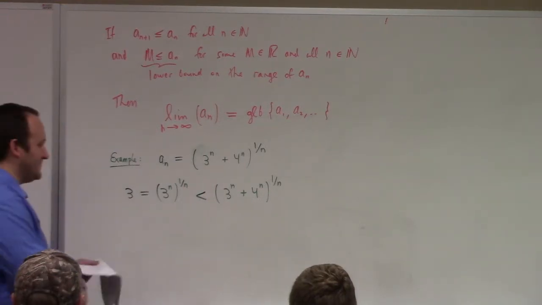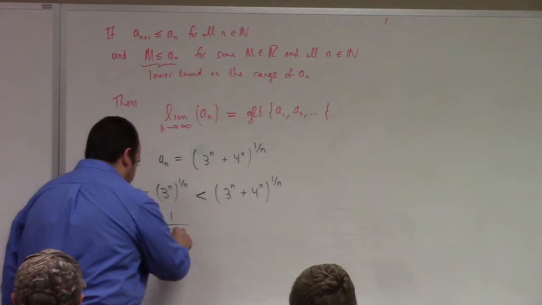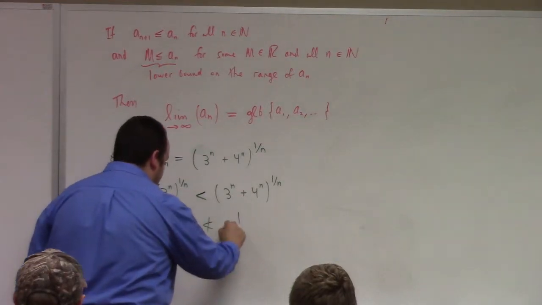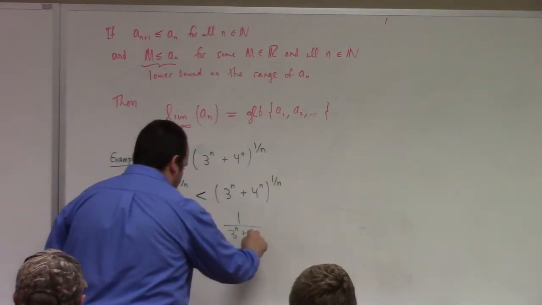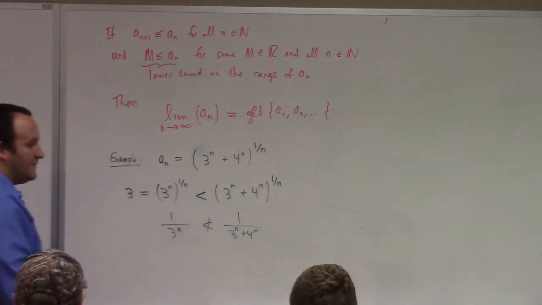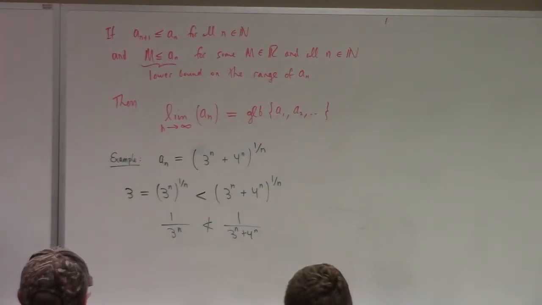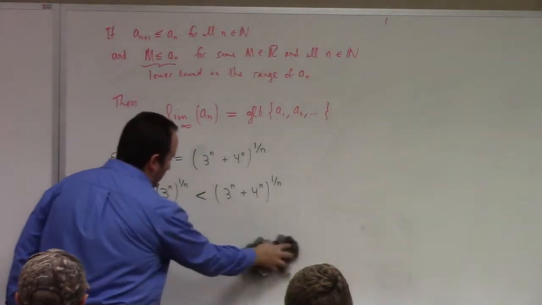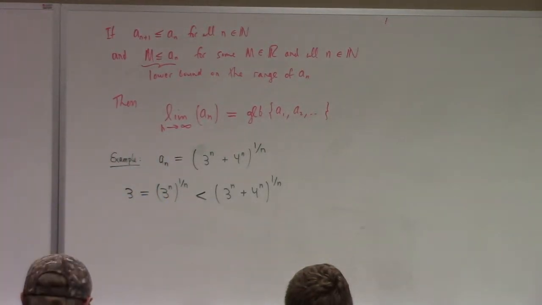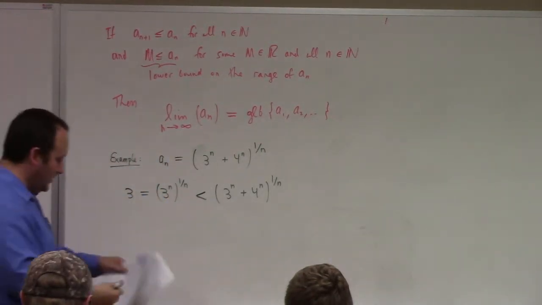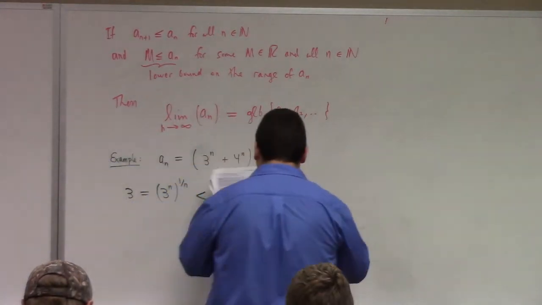In contrast, if I had 1 over 3 to the n, it is not less than 1 over 3 to the n plus 4 to the n. I couldn't do that because the reciprocal function is not increasing. So the inequality goes the other way there. All right, getting to the point. What does he do next?